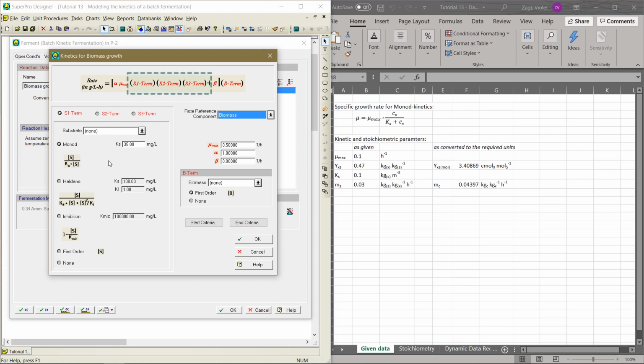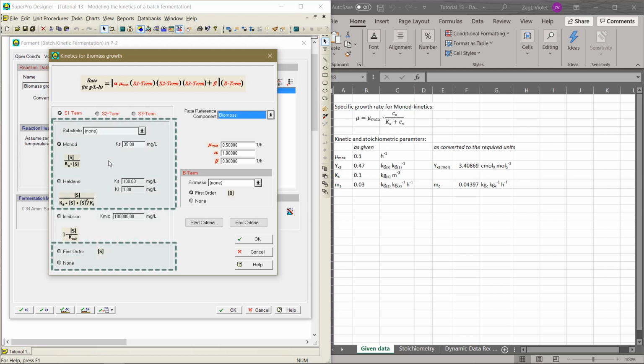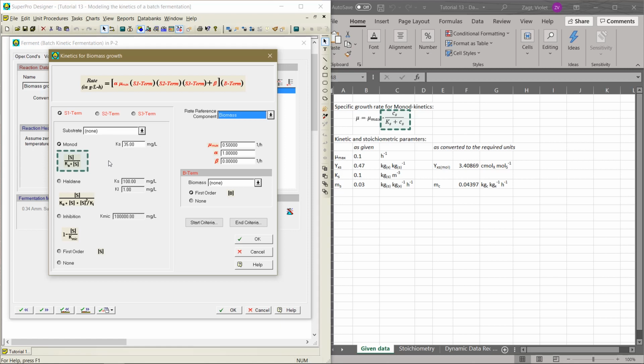Then we look at the substrate terms. The kinetics equation in SuperPro has three S terms, each of which can be filled in with one of these options to describe how the reaction rate depends on the substrates and potential inhibitors. If we look at our given equation, however, we see that we need only one S term and that it needs to contain this expression from the Monod equation. The other two S terms can stay empty. The substrate used in the Monod equation is glucose, which we select here.